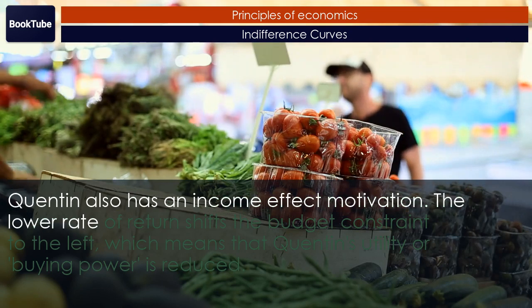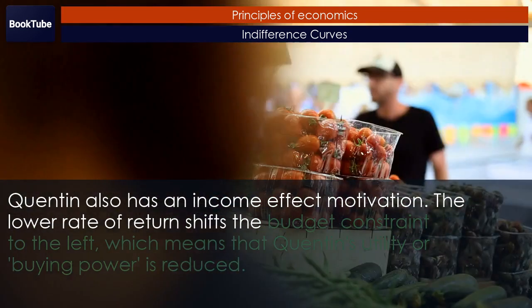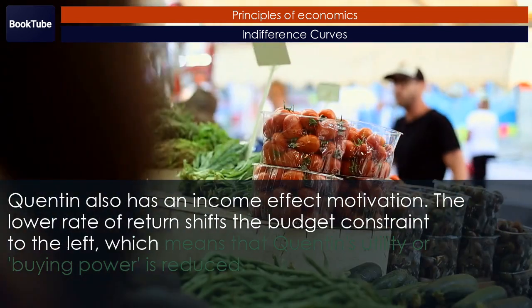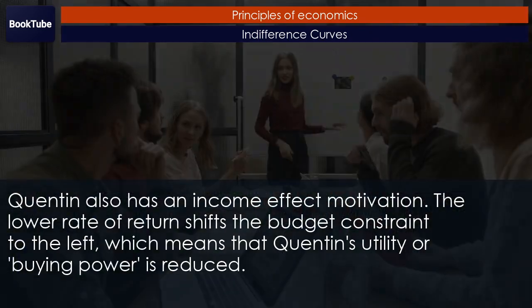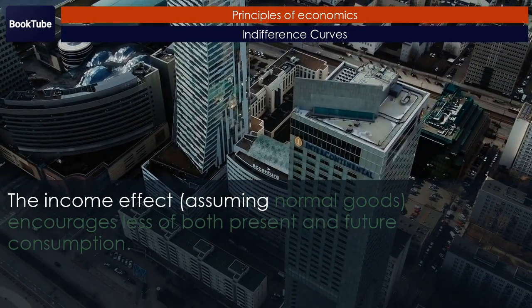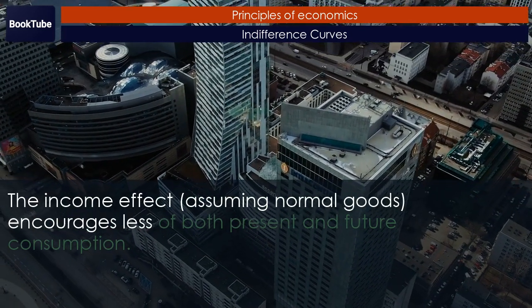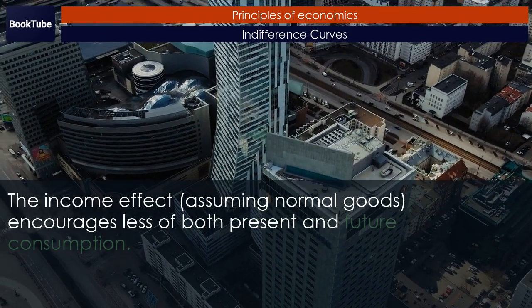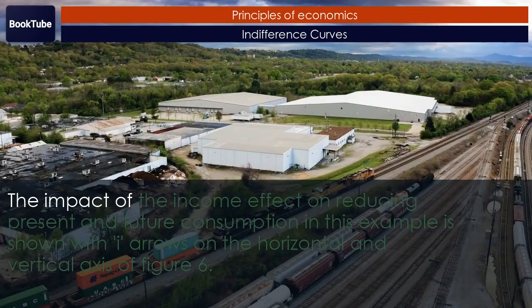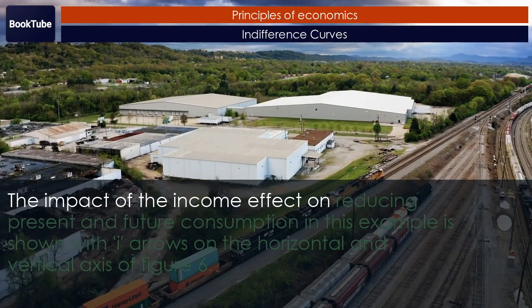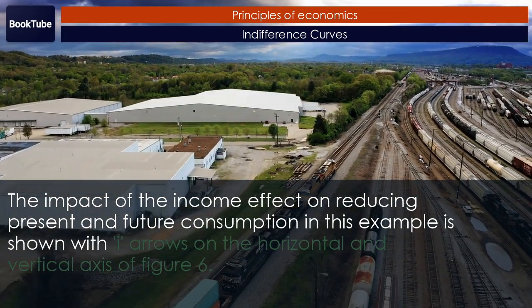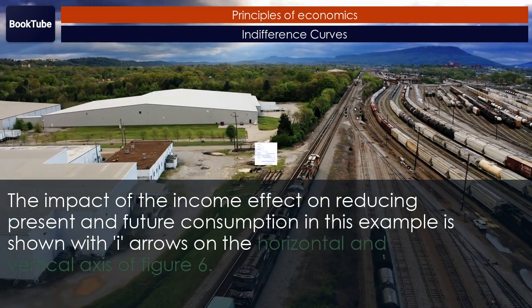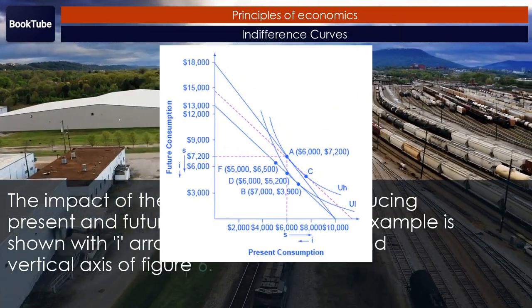The lower rate of return shifts the budget constraint to the left, which means that Quentin's utility or buying power is reduced. The income effect, assuming normal goods, encourages less of both present and future consumption. The impact of the income effect on reducing present and future consumption in this example is shown with I arrows on the horizontal and vertical axis of Figure 6.